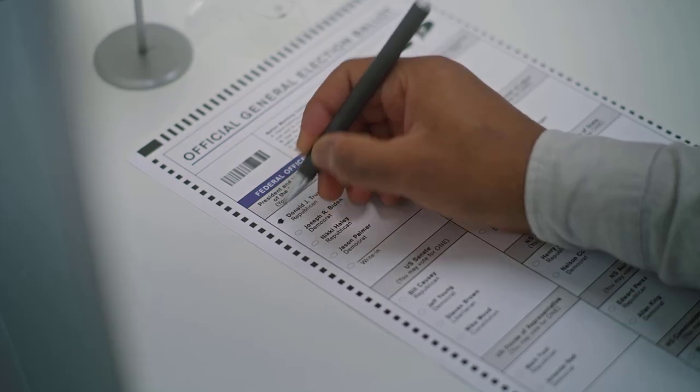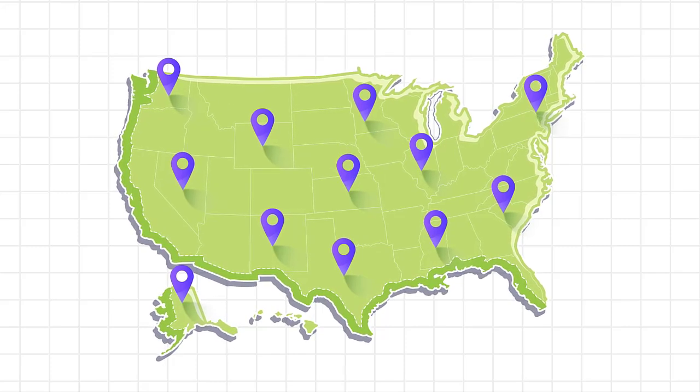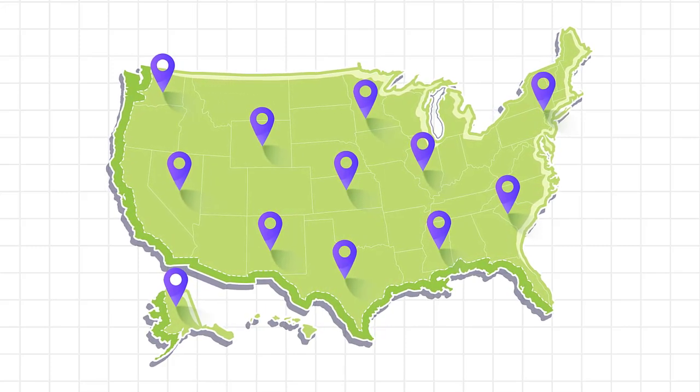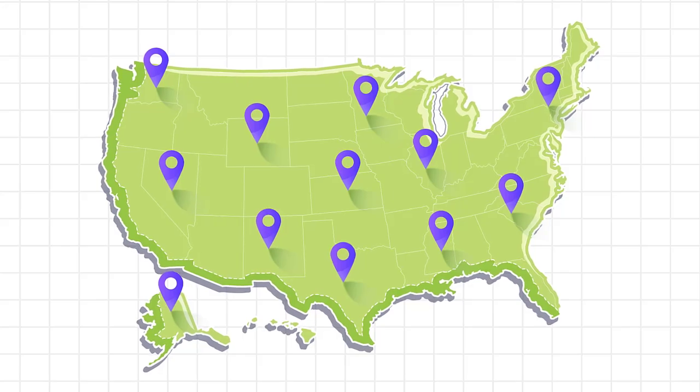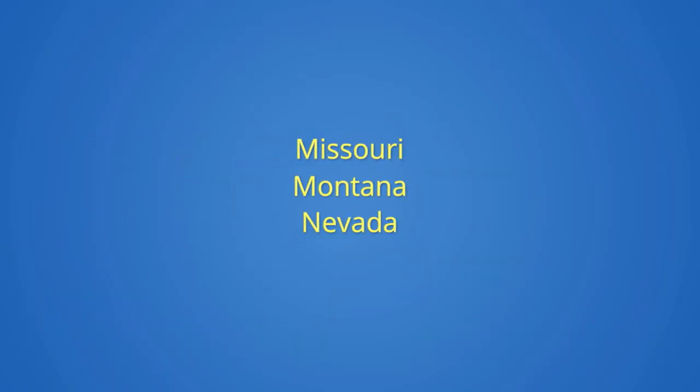Can you give some recent examples? Yeah. Like from the 2024 elections? Yeah, sure. In 2024 alone, voters in 7 states passed constitutional amendments to protect abortion rights. That includes Arizona, Colorado, Maryland, Missouri, Montana, Nevada, and New York.